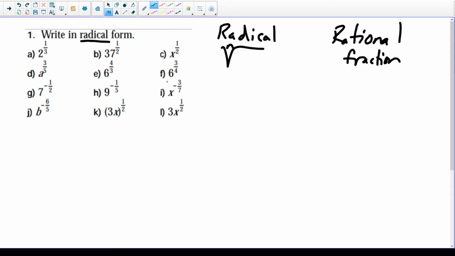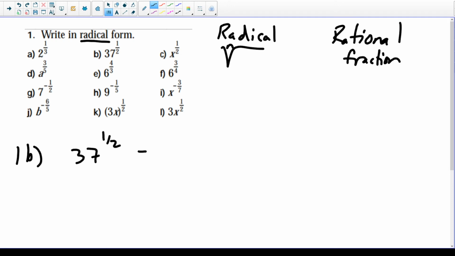So this is just take all of these and write them as roots. Okay, well, let's just look at a few of them together. Let's look at B. By the way, these are the questions right out of your textbook. You'll be getting some in homework today. I'm going to do a few of them with you right now, just to show you what kind of questions you're going to be encountering. So 37 to the 1/2.